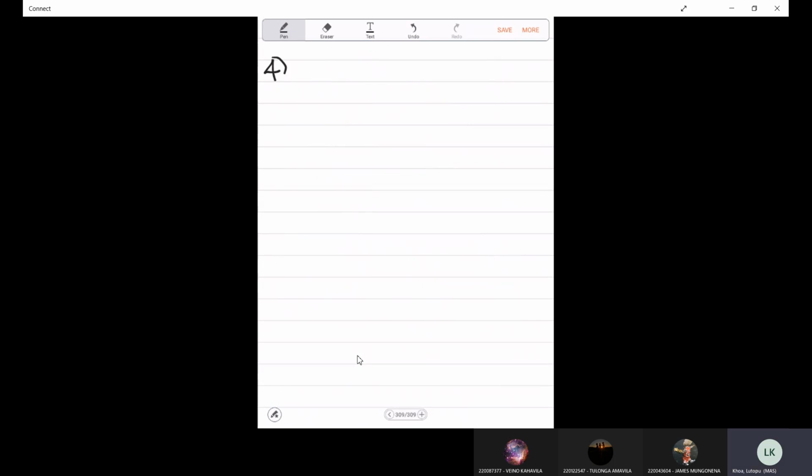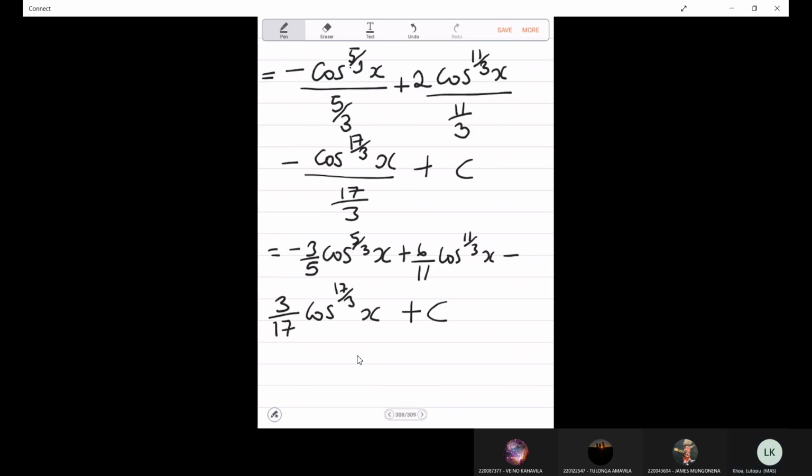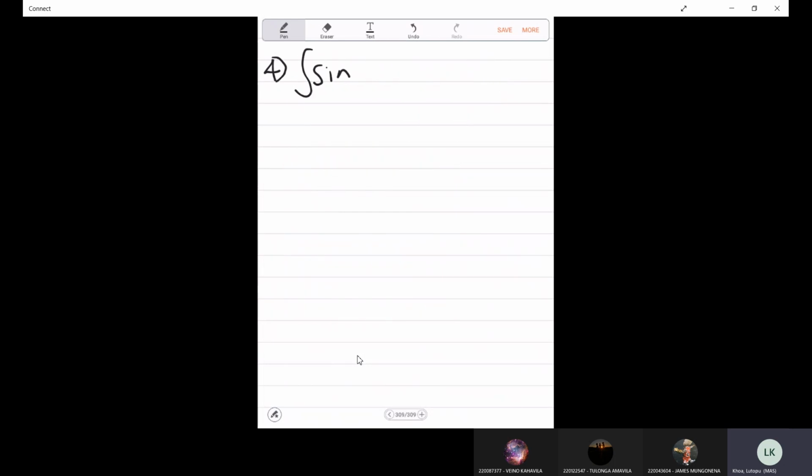Number 4, we have sine. The 6 comes from the 2 and the 3 multiplied. Okay, so sine squared of x, cos squared of x dx.